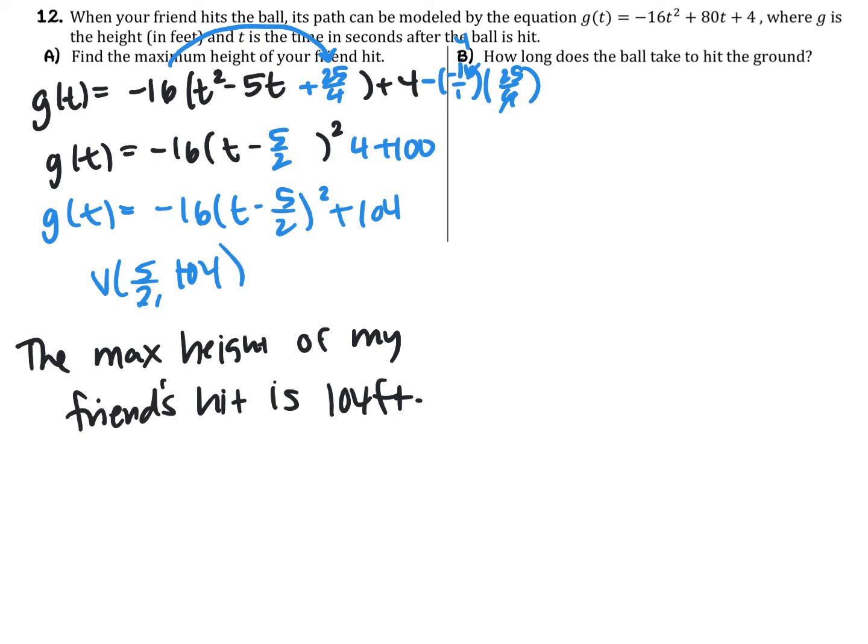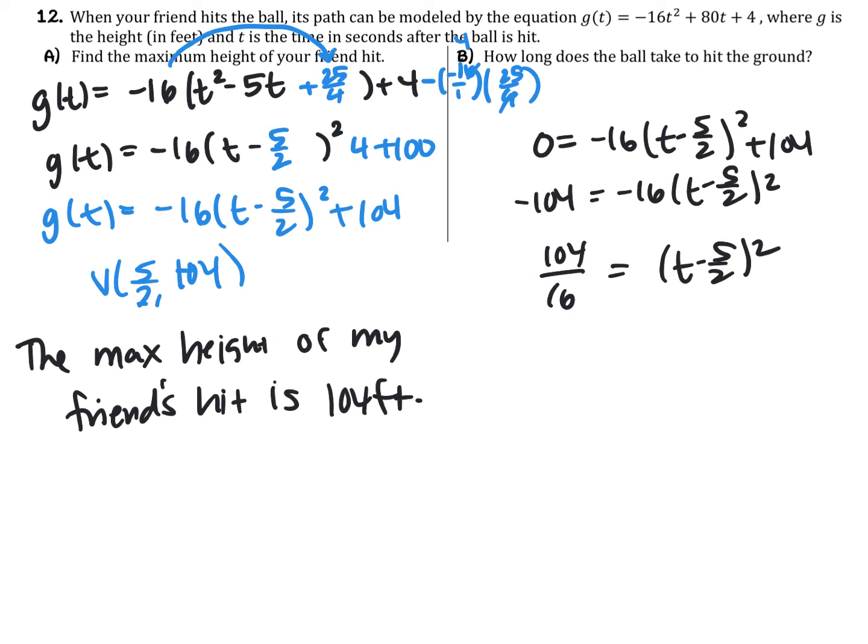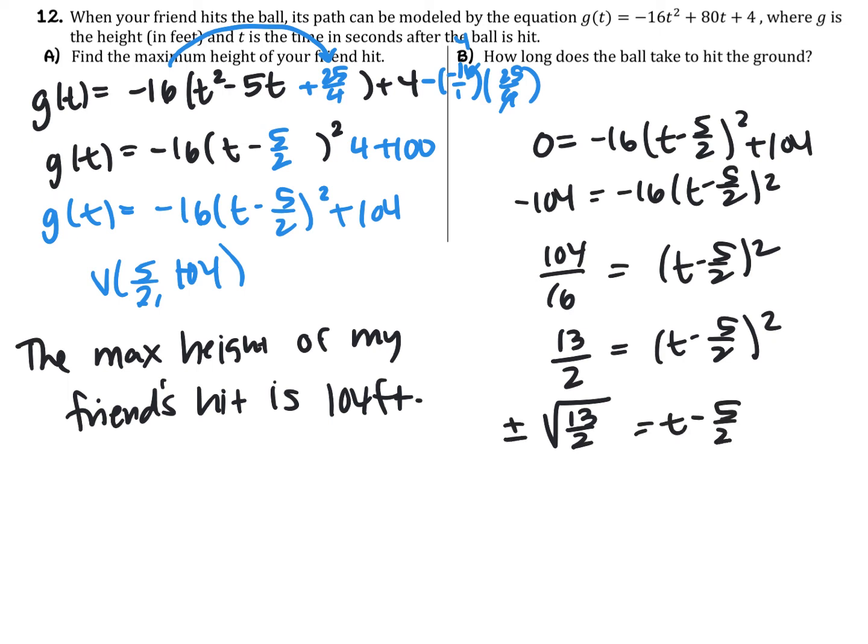The second question is asking again, when does it hit the ground? So we're going to set the function that we just created equal to 0, and we're going to solve. So the function's equal to 0. We subtract 104. We divide by negative 16. This is going to give us 13 over 2. Then we're going to square root both sides. So that's going to give me the square root of 13 over 2 equals t minus 5 over 2. And plus or minus should be here.